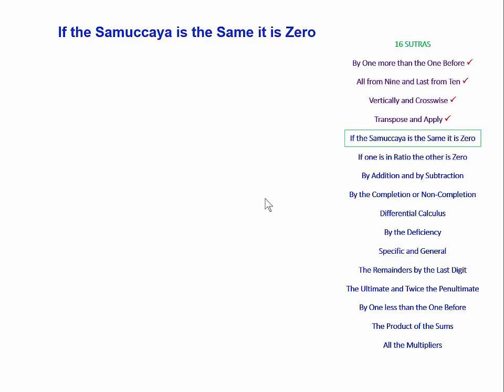Now we'll just go down the list in order. If the Samuccaya is the same, it's 0. Shunyam Samya Samuccaye. And this is actually used when we're cancelling fractions. Suppose we've got 10 over 15, 10 divided by 15. We note that both of these numbers have got a factor of 5 in them. So that is the same, that factor of 5, and therefore it's effectively 0, and so we get 2 over 3 when we cancel it out.